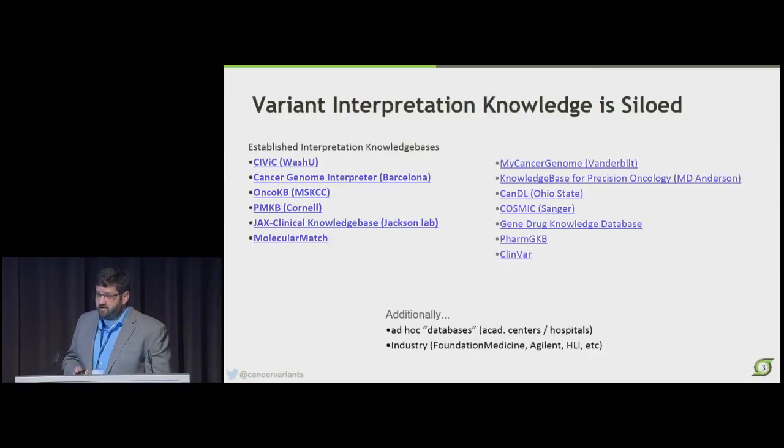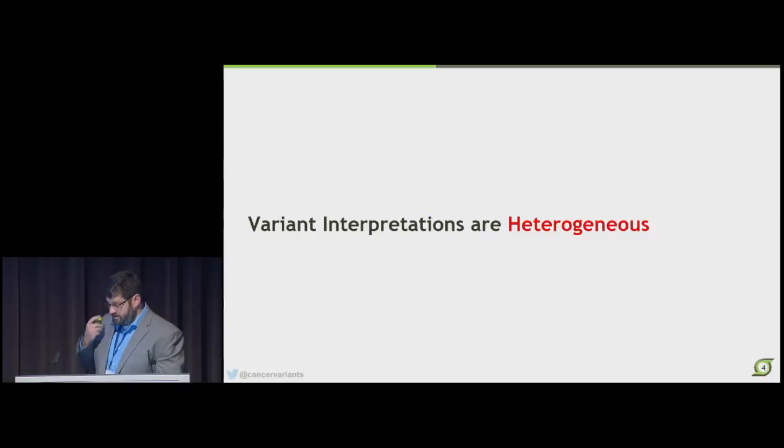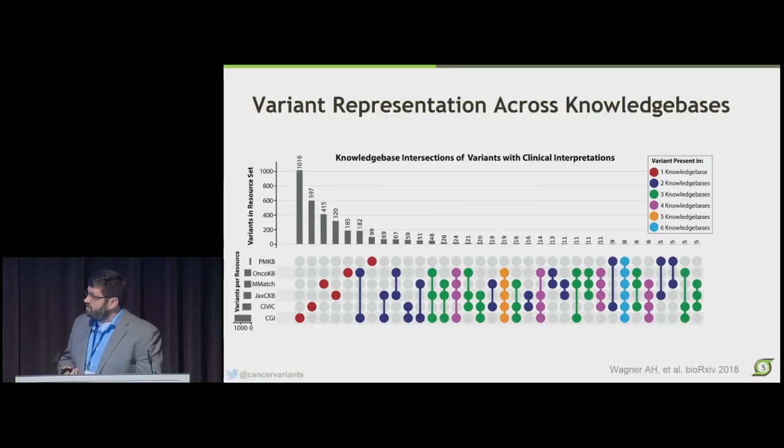Now, the constituent knowledge bases of the consortium are shown on the left, and on the right are a number of other publicly available cancer interpretation knowledge bases. These are in addition to a multitude of ad hoc databases found at academic centers and hospitals, as well as in industry. All of these knowledge bases are effectively siloed. They all run different standards. They all have different data and curation models. And as a result, variant interpretations are highly heterogeneous. In particular, variant representation across knowledge bases is quite genetically heterogeneous.